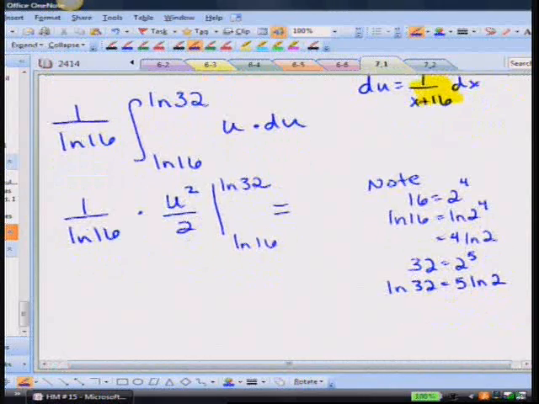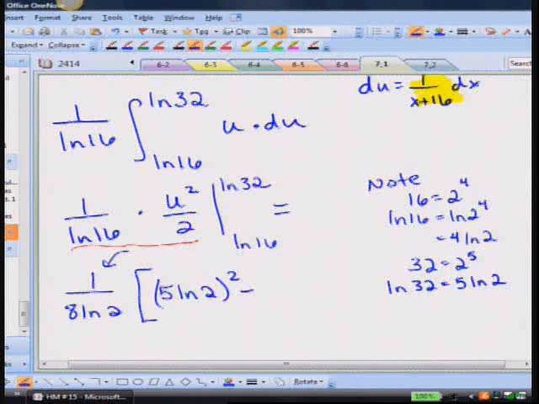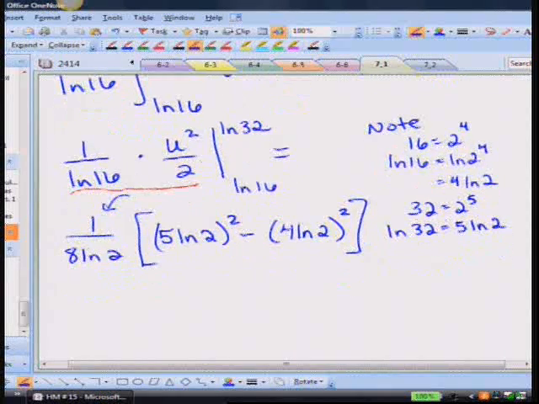Handling this part right here, this 2 I'm going to put in front, and this ln 16 I'm going to think of as 4 ln 2. So that is really 1 over 8 ln 2, just that part right there. Then the fundamental theorem: your u squared, the ln 32 squared. Well, ln 32 was 5 ln 2. So 5 ln 2 squared minus ln 16, which was 4 ln 2 squared. Y'all with me?